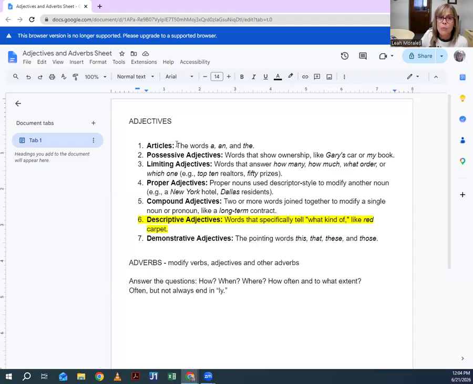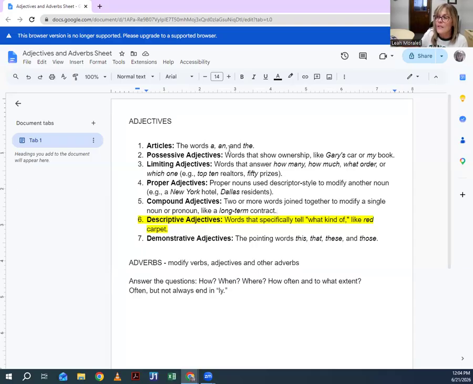Articles are maybe not words we consider adjectives, but they are. The words a, an, and the, those are adjectives. The store, we talked about that in another lesson. The store, the is an adjective. It's telling sort of which store, okay?